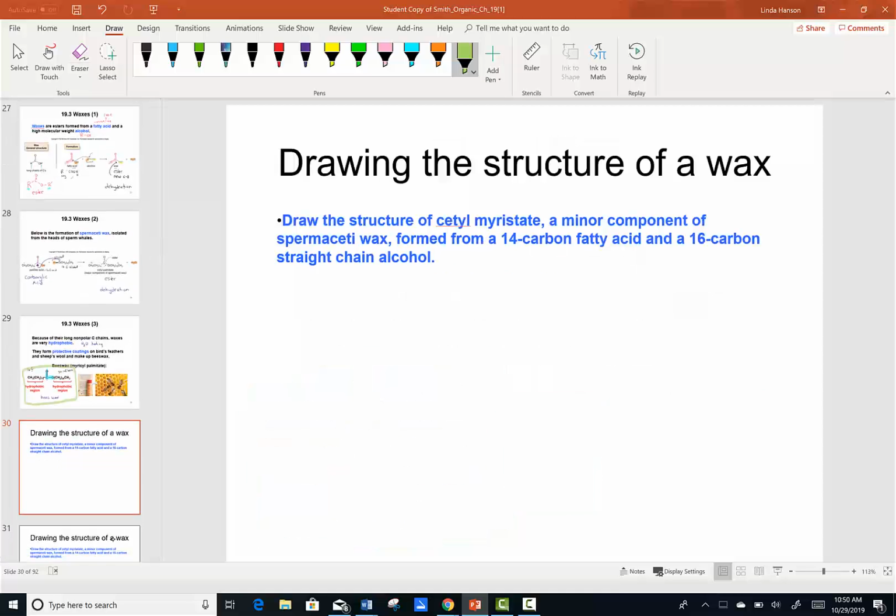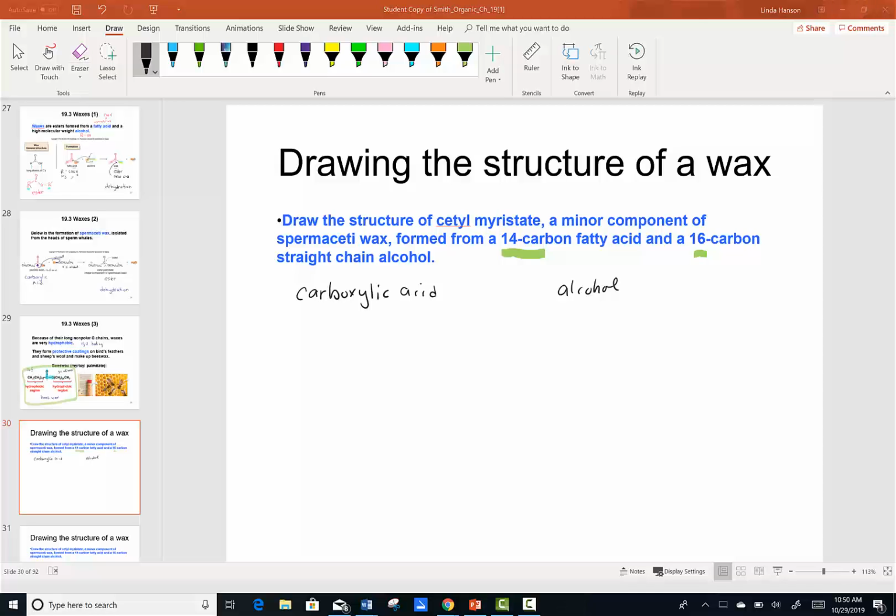Well, let's take a look at a very specific example here. It asks us to draw a structure of cetyl myristate, a minor component of spermaceti wax. It's formed by a 14 carbon fatty acid chain and a 16 carbon straight chain alcohol. And when you hear straight chain, you can just think of that as being a primary alcohol. As we begin, I like to write my carboxylic acid on the left, and that serves as the attachment with the alcohol that will form the ester linkage on the right.